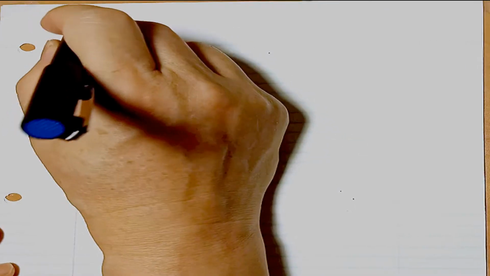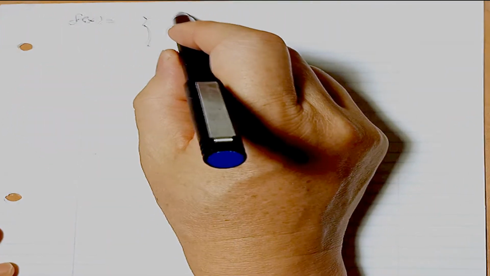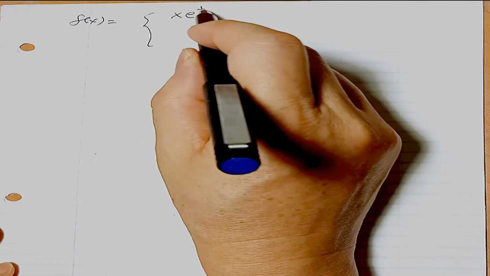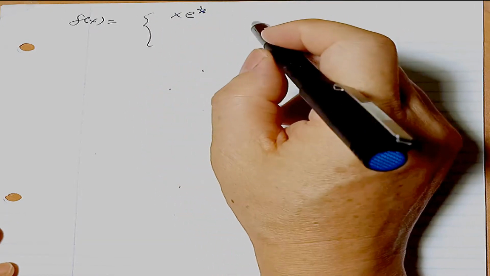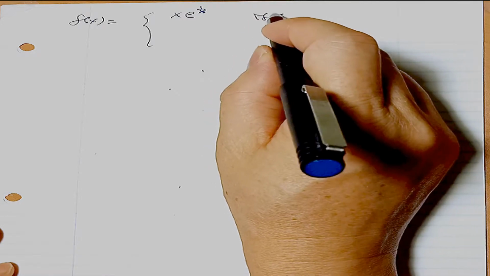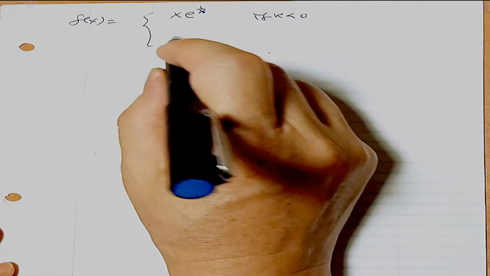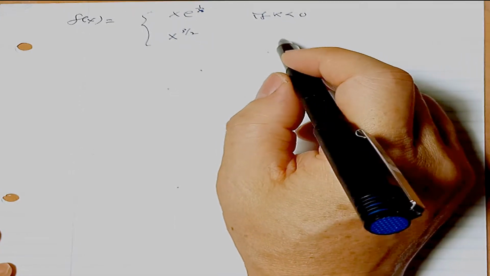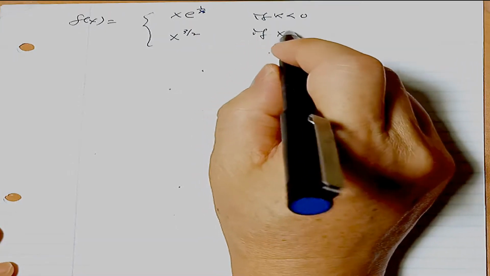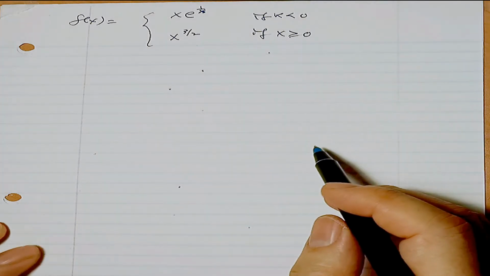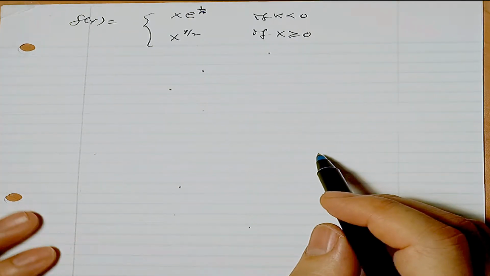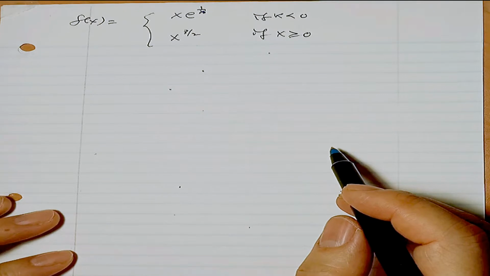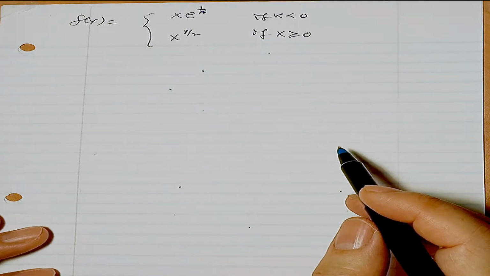Number 5, determine whether or not the function f of x, which is x e to the 1 over x when x is negative, but when x is positive, you have x to the 3/2 if x is greater than or equal to 0. Well, differentiable means that you're able to take a derivative.